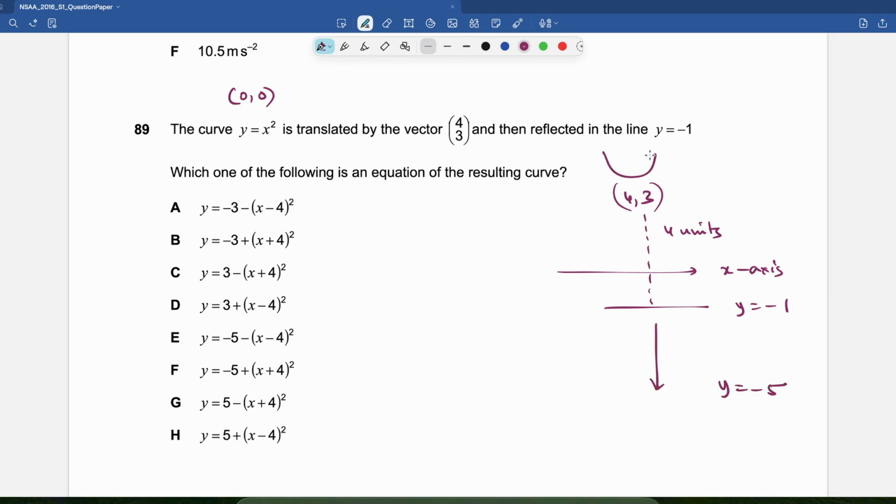And the parabola that was opening upwards will now be opening downwards. So I'll have minus x minus 4 whole square minus 5. So this gives me option E, minus 5 minus x minus 4 whole square. This problem was fairly simple. The only complicated problem was the straight line question with perpendiculars that we did.